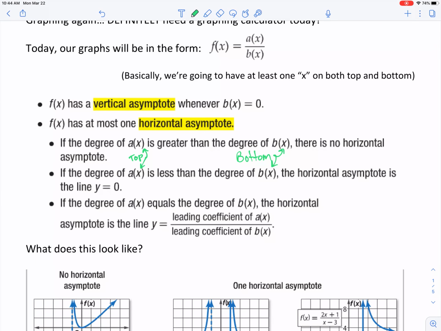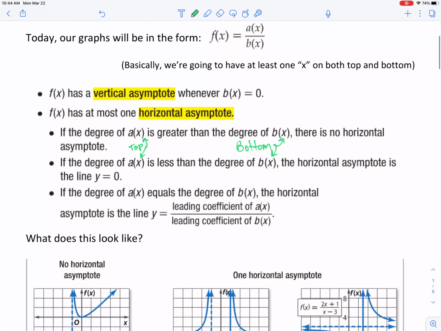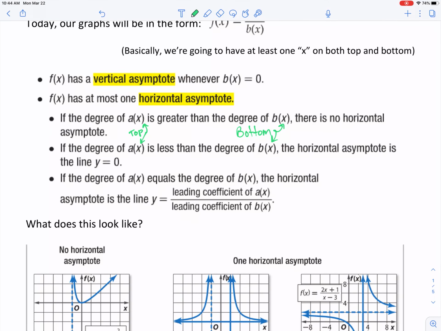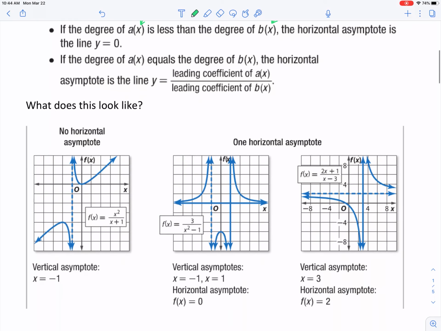So if the top has bigger exponents than the bottom, then there are no horizontal asymptotes. If the top has smaller exponents than the bottom, then there is a horizontal asymptote at y equals 0, or just right there on the axis. If the degree of the top and the bottom are the same, then the asymptote is at the line y equals leading coefficient of A divided by leading coefficient of B. I know it was a lot of weird, confusing information.